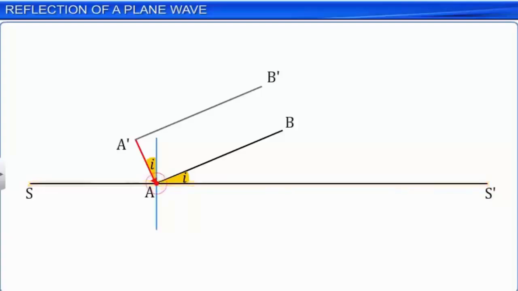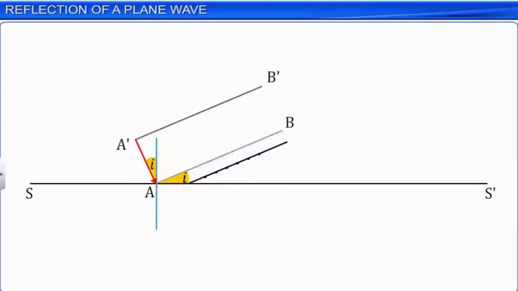The secondary wavelets from points other than A have maximum intensity in the forward direction and zero intensity in the backward direction, and thus they travel in the forward direction. Since the surface SS' is a reflecting surface, the intensity of the secondary wavelets from A is maximum in the backward direction and minimum in the forward direction. Thus, we can say that the secondary wavelets from A propagate back into the same medium.